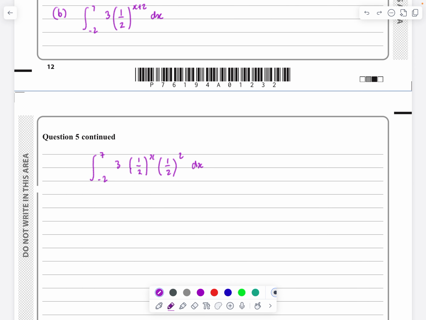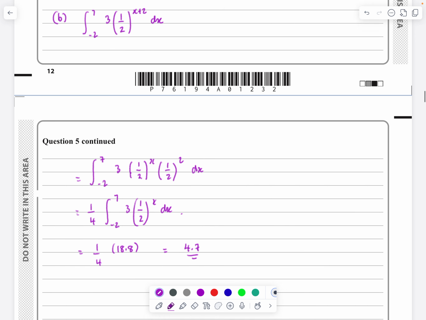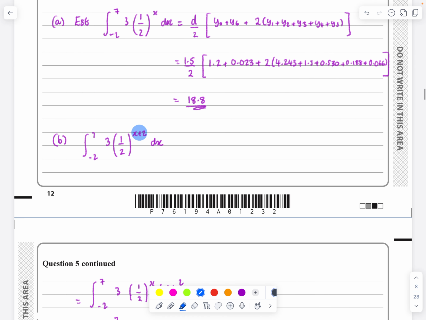And then what we can do is, all right, that's fantastic. I can take a quarter out now, because half to the 2 is a quarter, and I get left with the bit that I actually know. So what I'm doing here is just saying that value there can come all the way out. And so I want a quarter of something I already know. So it's a quarter of 18.8, and whatever that actually works out to be, that works out to be 4.7. So that equals 4.7.